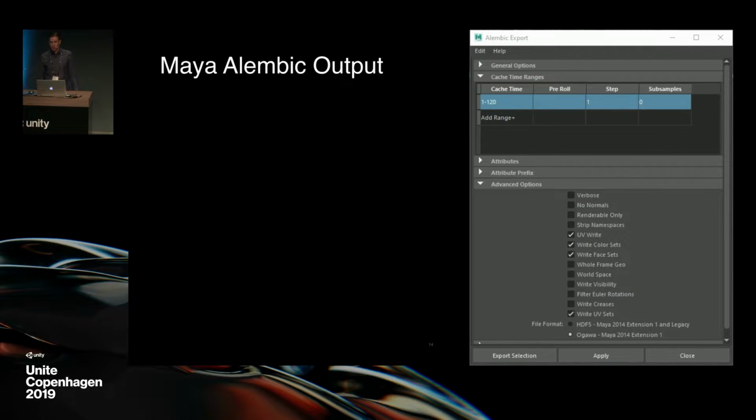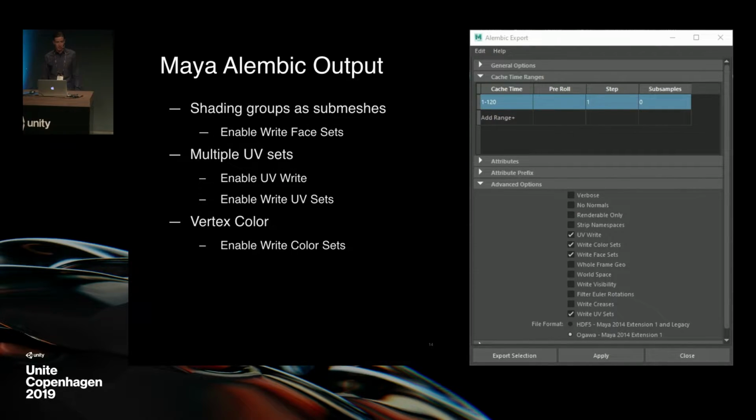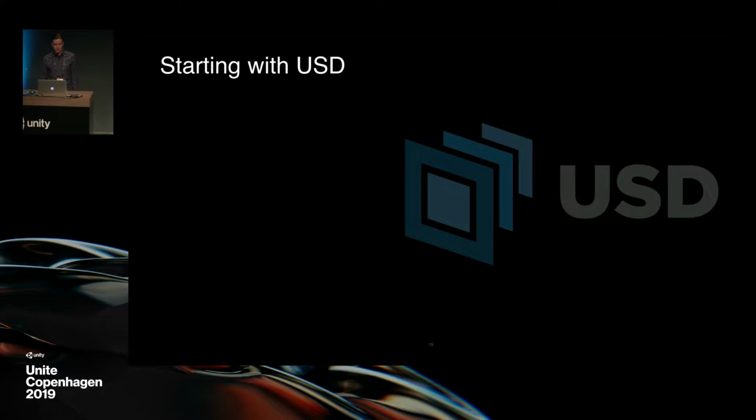For Maya Alembic output, we can use the Alembic cache option, and there are just a few things that we should also be aware of. Shading groups are exported as face sets. Multiple UV sets are also supported, but you just have to make sure that both Write UVs and Write UV Sets are enabled. Vertex color is also enabled if you want to pass that into Unity. You just need to write out your color sets. Also, make sure that you write your normals. By default, normals are written out from Maya, but the No Normals option will force Unity to do that calculation on that side, which is not preferable.